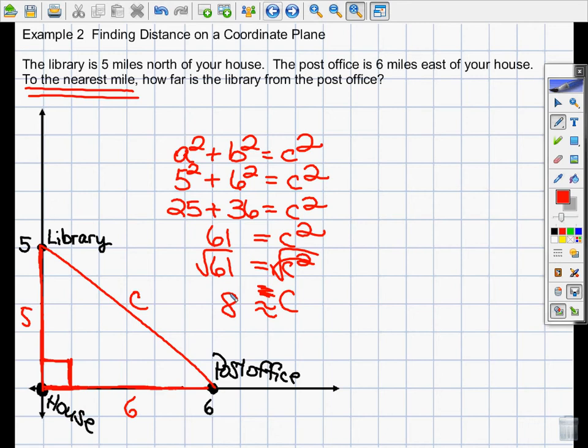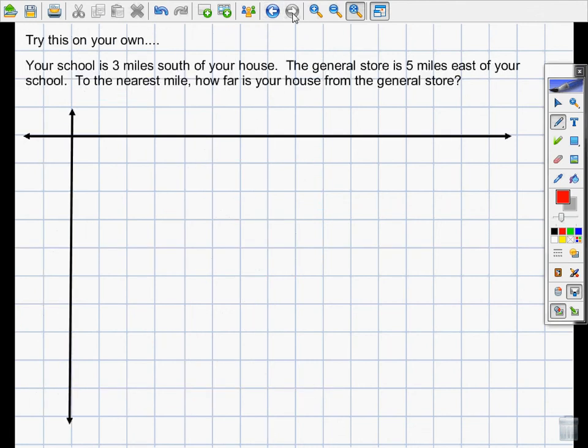Now flip to the very back page, last page of your notes. Okay, now I'm going to help you set this up, but then I want you to solve it, okay? Now let's see here. Your school is 3 miles south of your house. The general store is 5 miles east of your school. To the nearest mile, how far is your house from the general store? So where do we want to mark our house? At the origin? Yeah, let's mark that as our house.